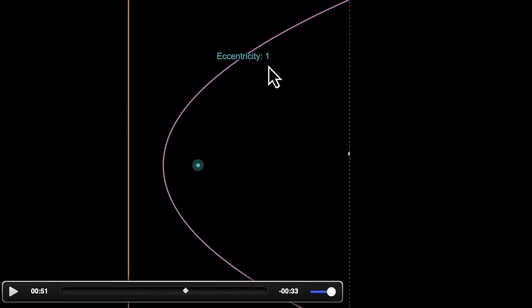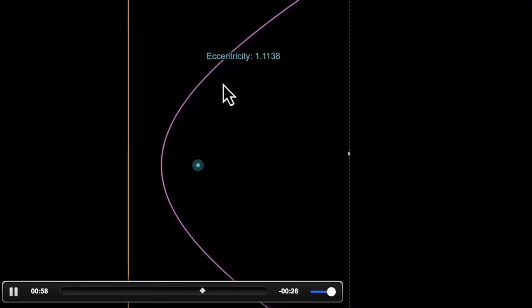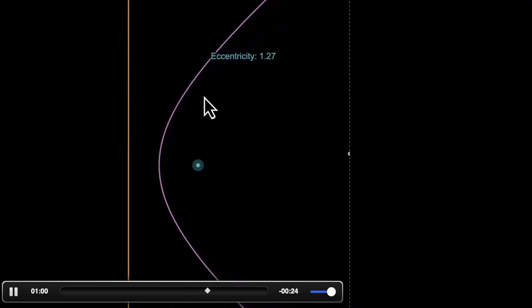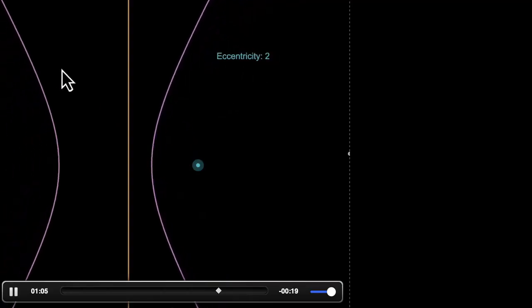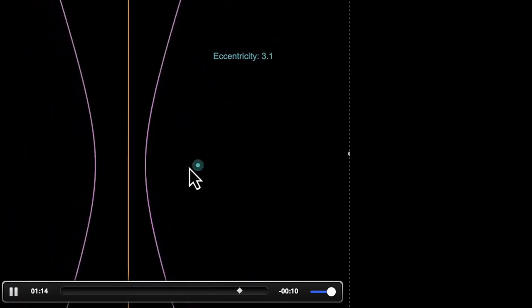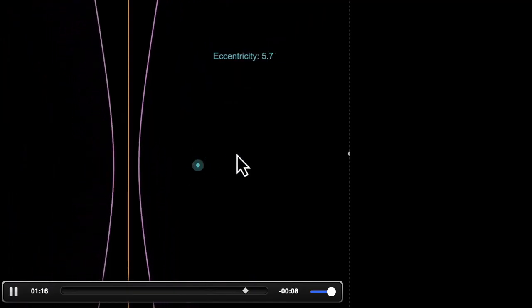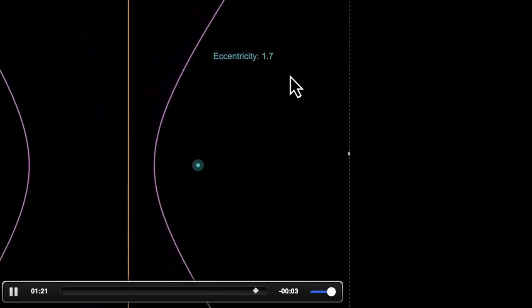But what happens when the eccentricity increases from 1? Let's play this. Okay, let's increase the eccentricity. So now this is opening up. It still looks like a parabola, but it's not a parabola. When eccentricity is more than 1, what we actually have is the hyperbola. So for the hyperbola, the eccentricity is always greater than 1. For a parabola it is exactly equal to 1. For an ellipse, it's between 0 and 1. So again, this is another way to define conic sections using the concept of eccentricity.